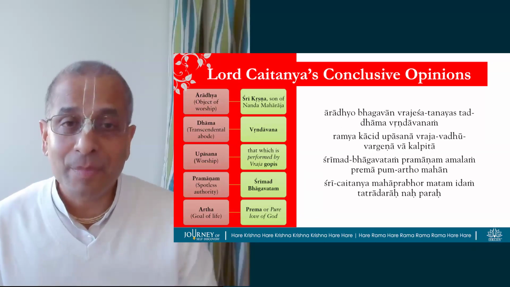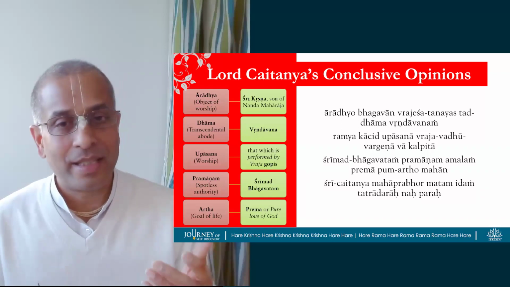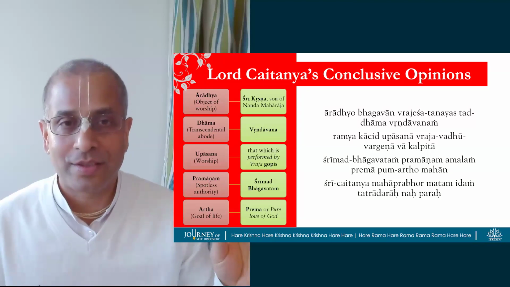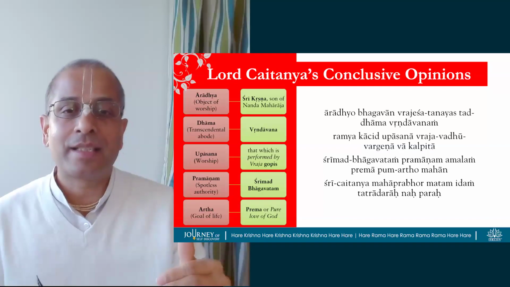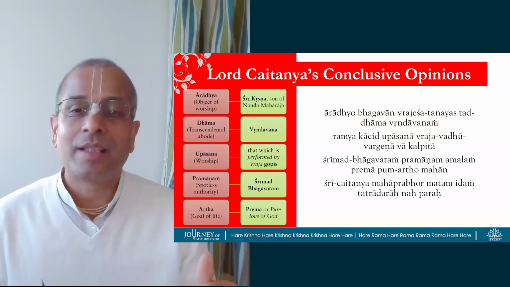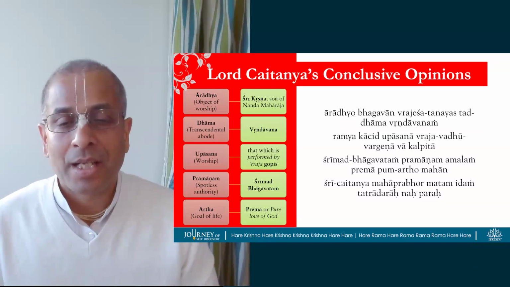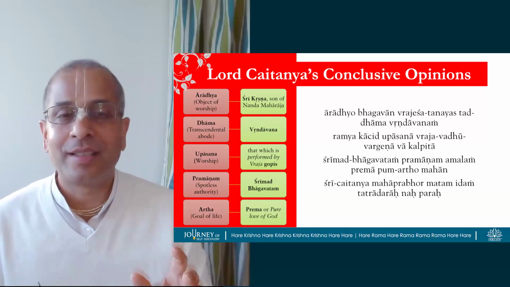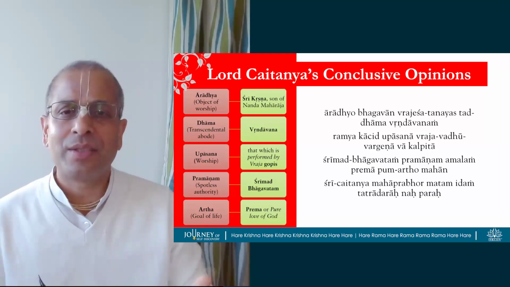And what is the highest pramana? The spotless authority. So he said, Srimad Bhagavatam Pramanam Amalam. Amalam means no spots. And what is the highest goal? Artha. So artha is prema, or pure love of God. And this is Lord Sri Chaitanya's opinion. And Lord Chaitanya is no other than the Supreme Personality of Godhead, Lord Sri Krishna.